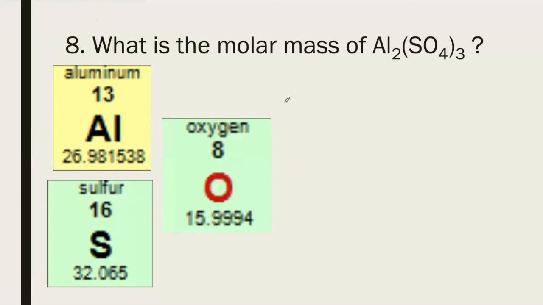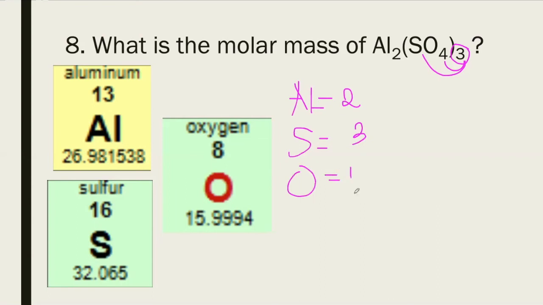So what is the molar mass of Al2(SO4)3? So distribute again the subscript to the parentheses. So 3 times 4 and 3 times 2. So alam na natin na Al, or aluminum, has 2 atoms. Sulfur has 1 times 3, so that's 3. And oxygen has 4 times 3, so that's 12.